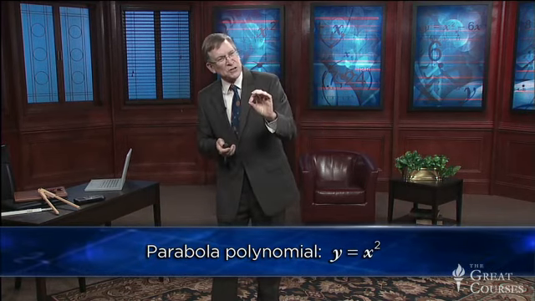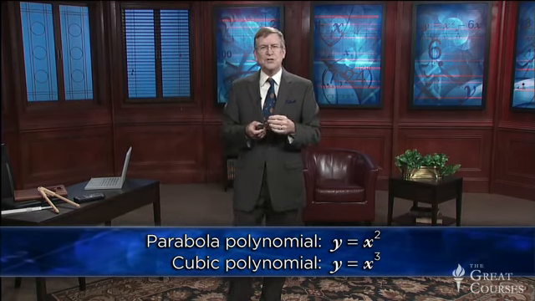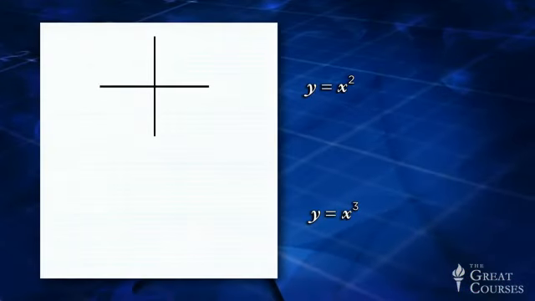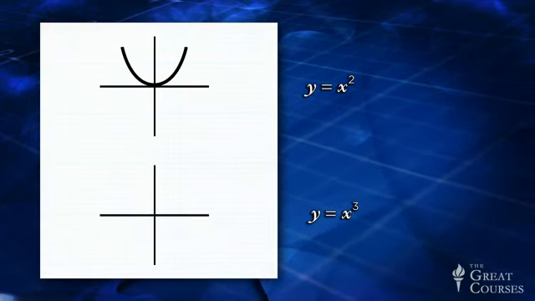I also carry around polynomials. And in particular, the two most important polynomials in my mind are the parabola y equals x squared and the cubic polynomial y equals x cubed. Y equals x squared is a parabola opening upwards, and y equals x cubed has that nice shape that you see in the diagram.